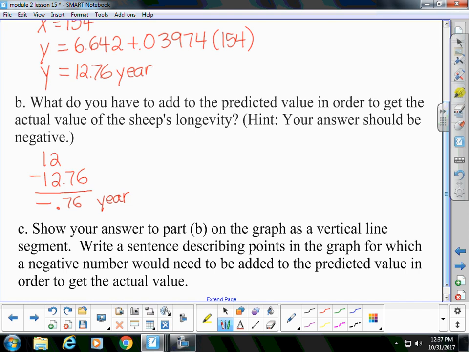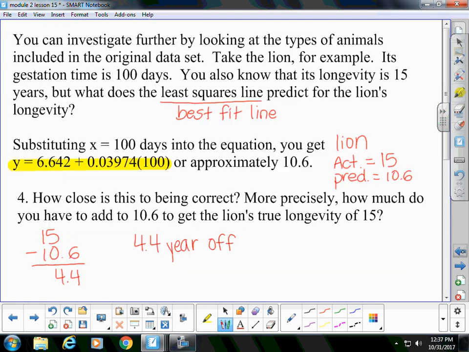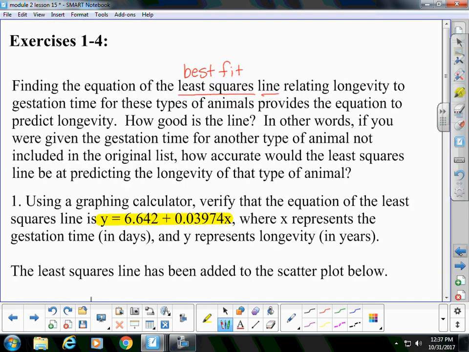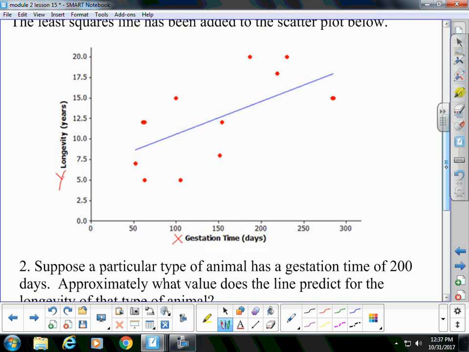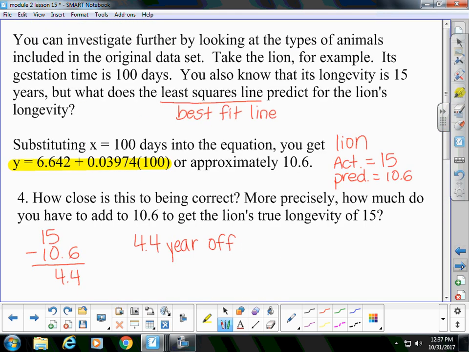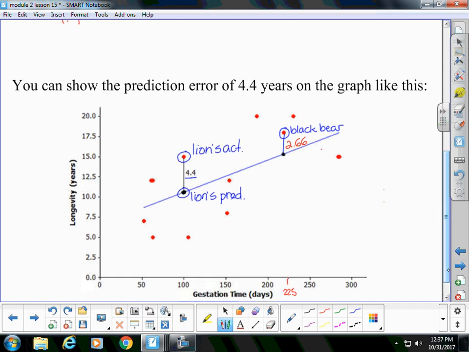It says show your answer for part B on the graph with the vertical line. And then it says write a sentence describing the points in the graph for which a negative number would need to be added in order to get the value. So if we go back to our graph here, the sheep was 154 and 12. So it's this point right here that is the sheep's point.